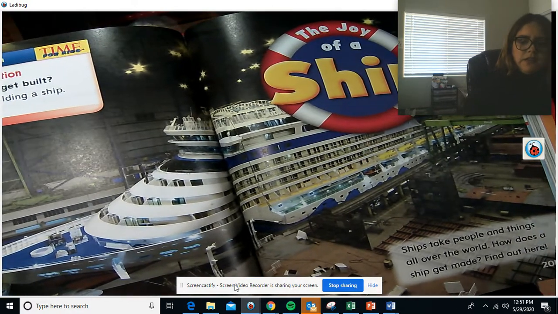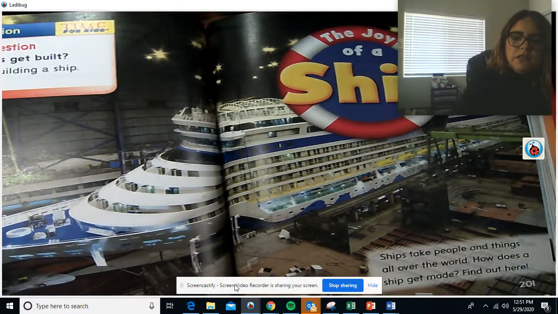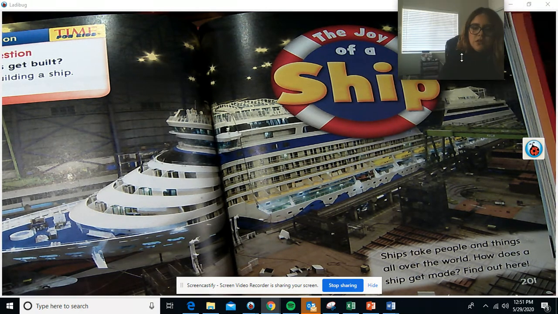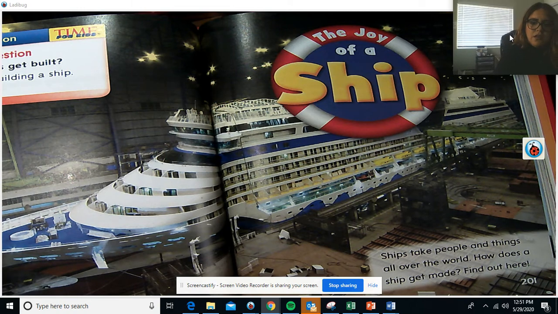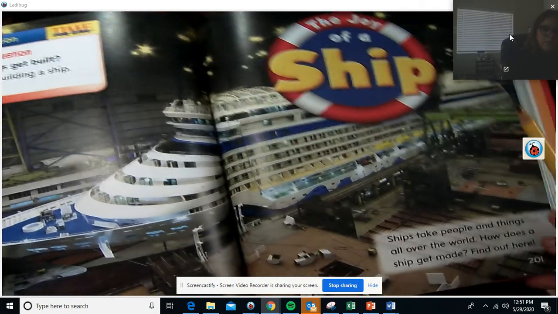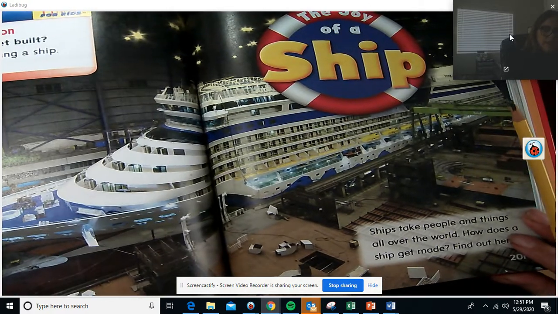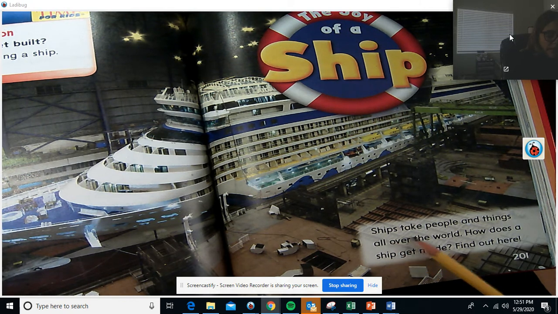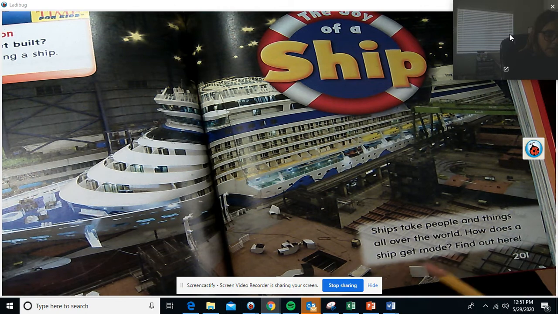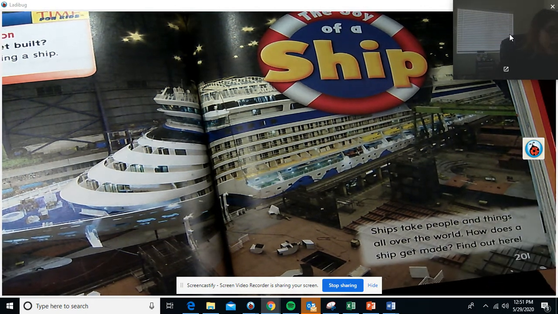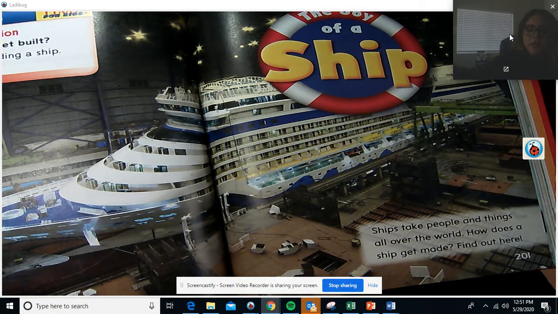So our title says, and I'm going to move this down a little bit. Our title is The Joy of a Ship. Look at that. It's enormous. It says ships take people and things all over the world. How does a ship get made? Find out here. And as we're reading, keep in mind those cause and effects that we were looking for.